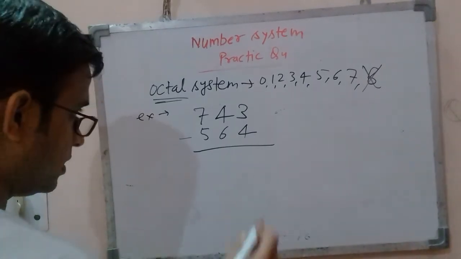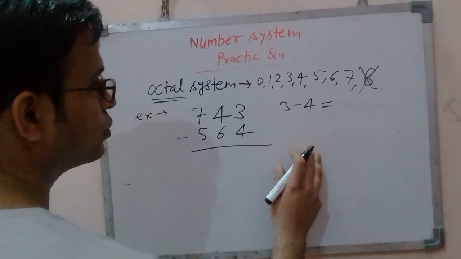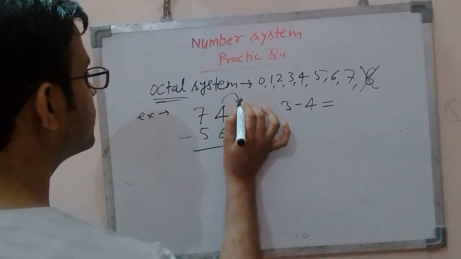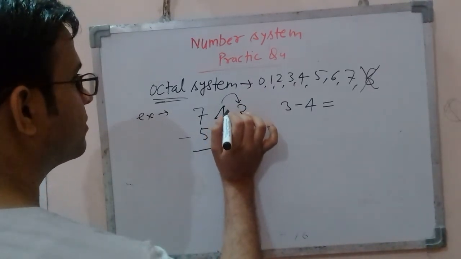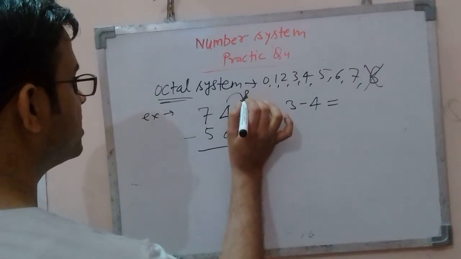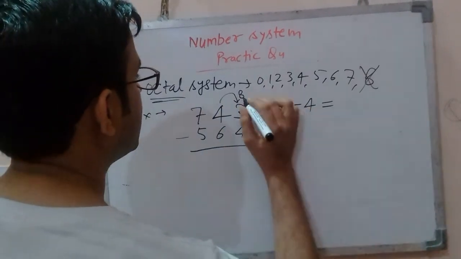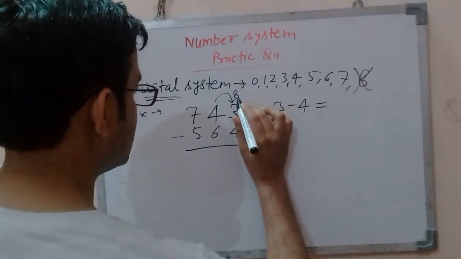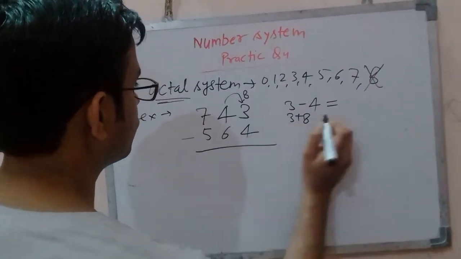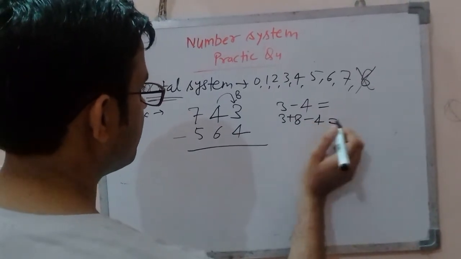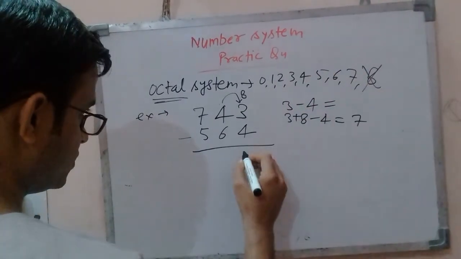Now subtract 3 minus 4. Can you subtract 4 from 3? Answer is no. That means you first take a borrow, right? When you take a borrow from the previous place, how much will you borrow? You will borrow 8. Now this 3 and this 8, that means 3 plus 8 becomes how much? 11. And from this 11 now you subtract 4. That means 11 minus 4 is 7. Is 7 available in the octal system? Yes, right? So write 7 here.